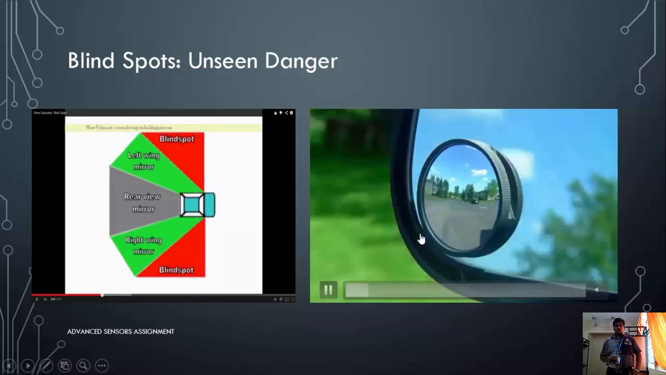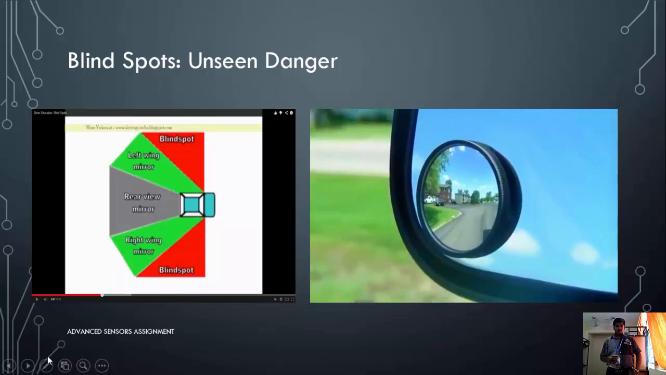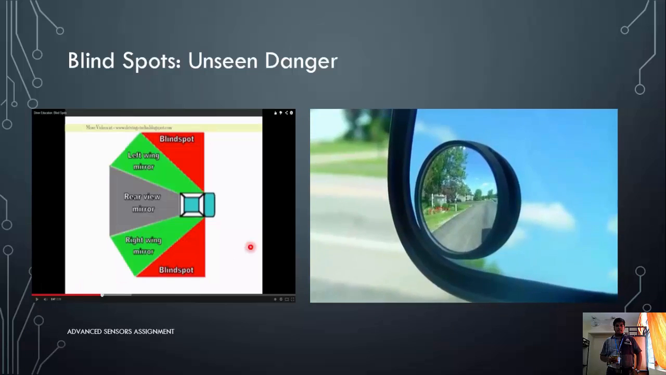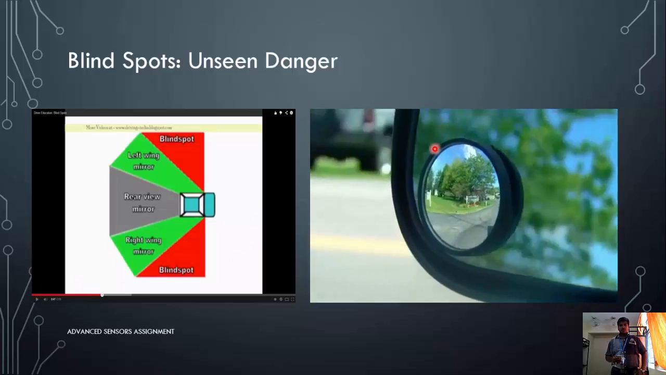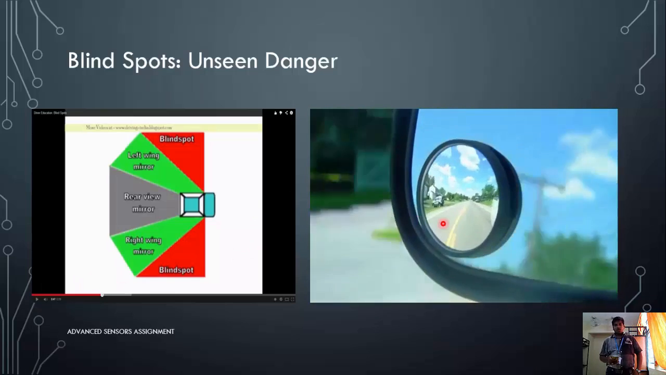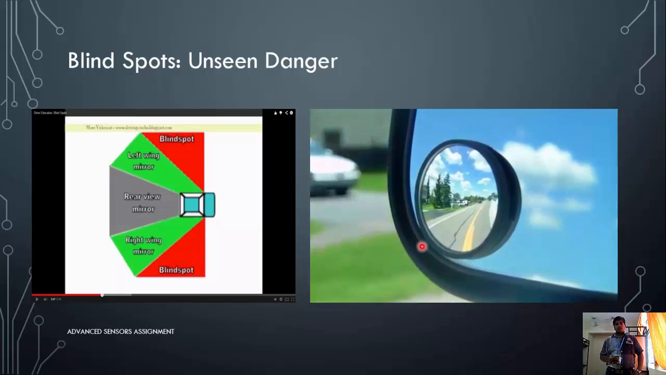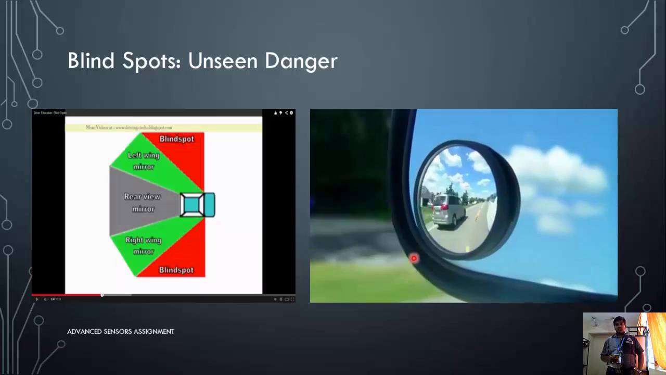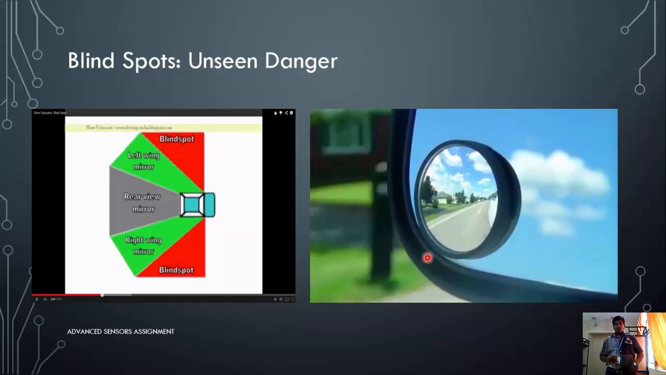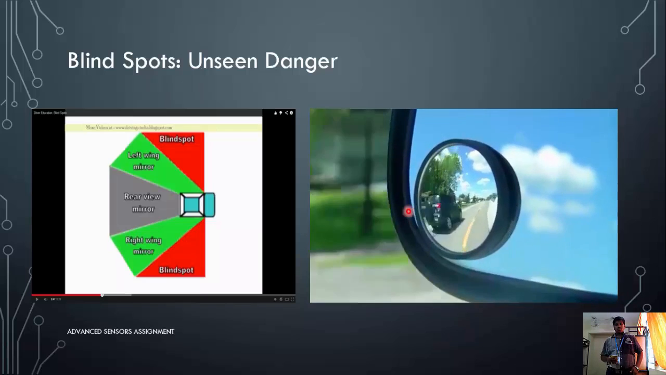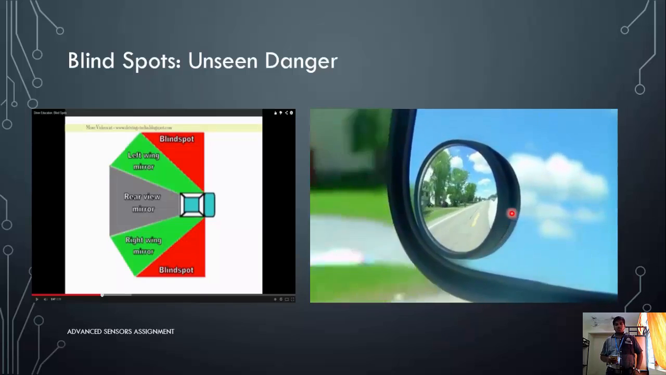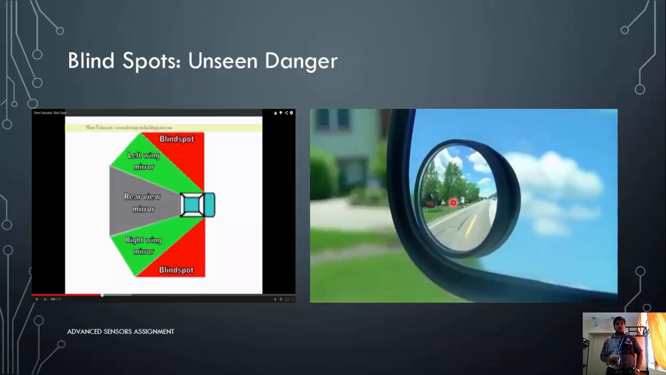This is called a convex mirror. If you observe the video, the object is somewhere, but to match our focal point, convex mirrors are designed like this. The car is somewhere crossing, but we can see it very near.